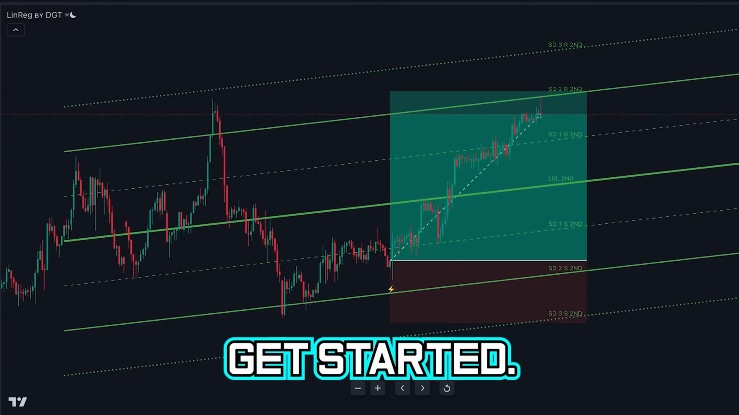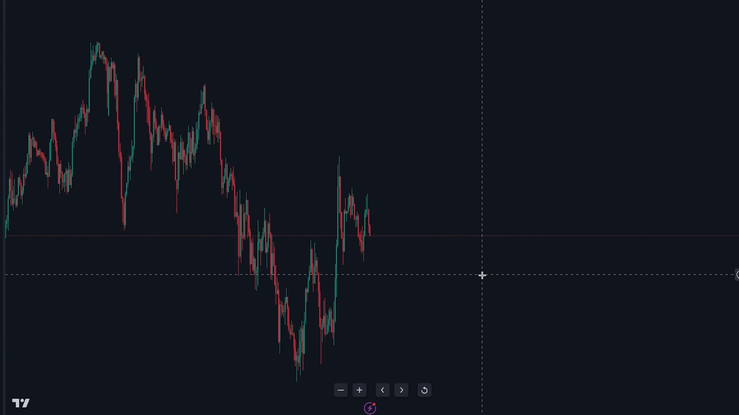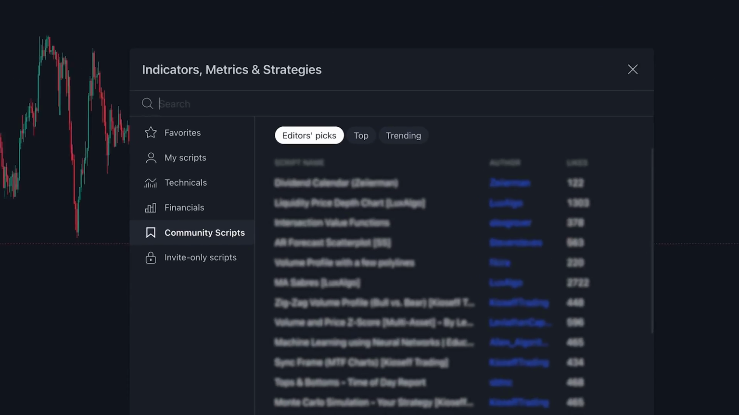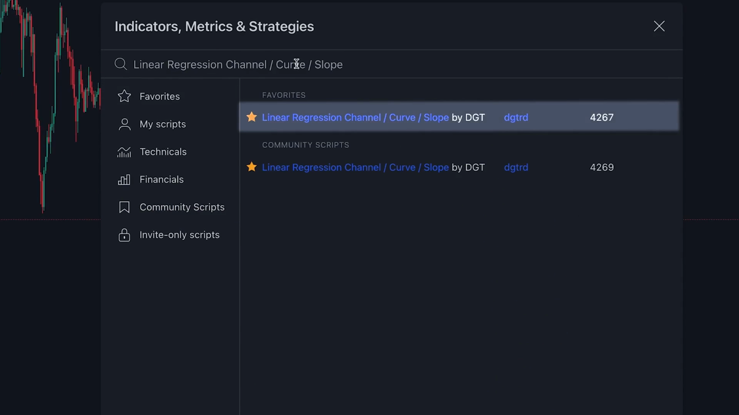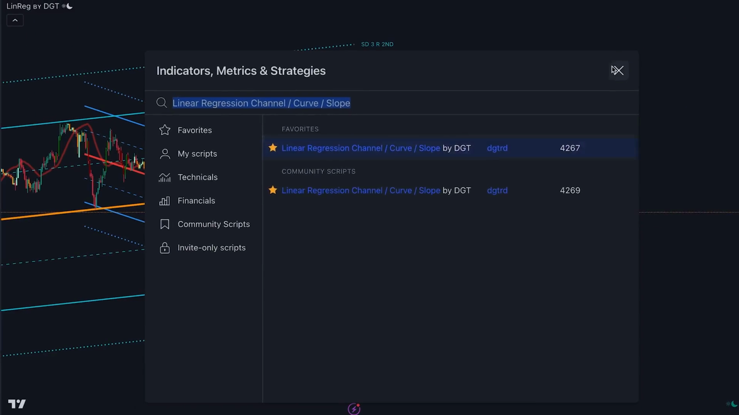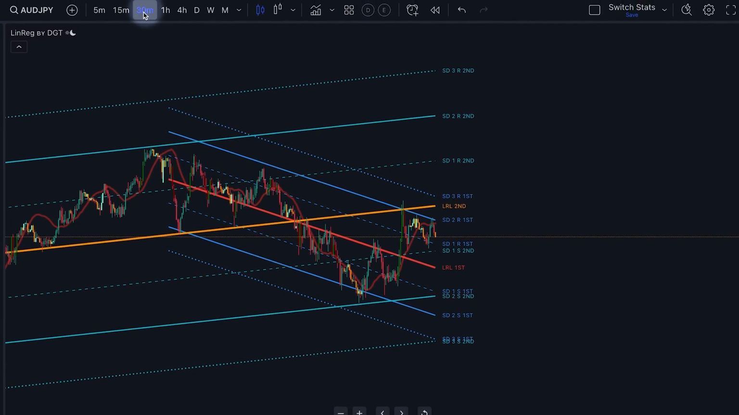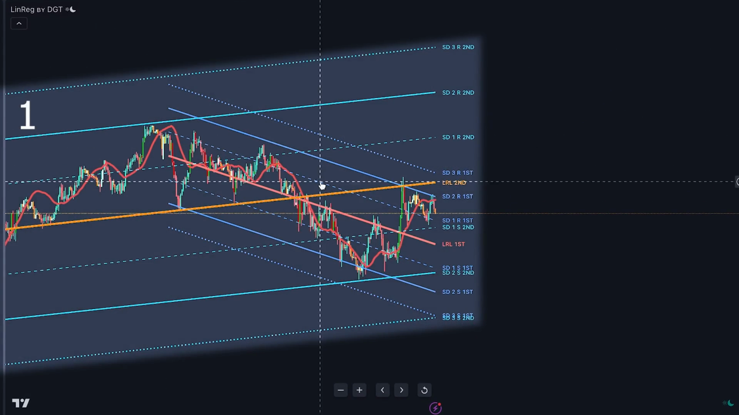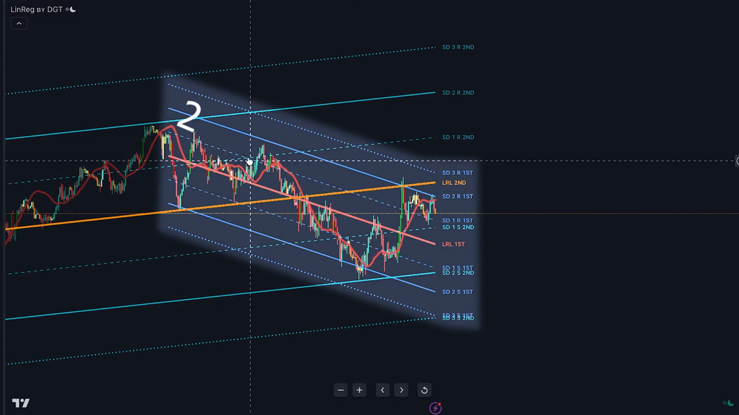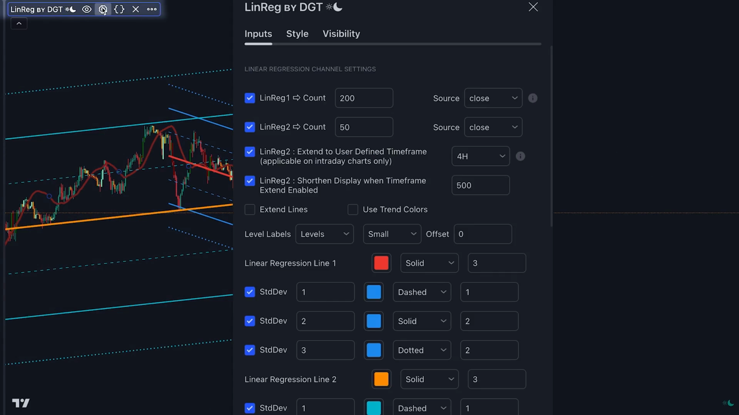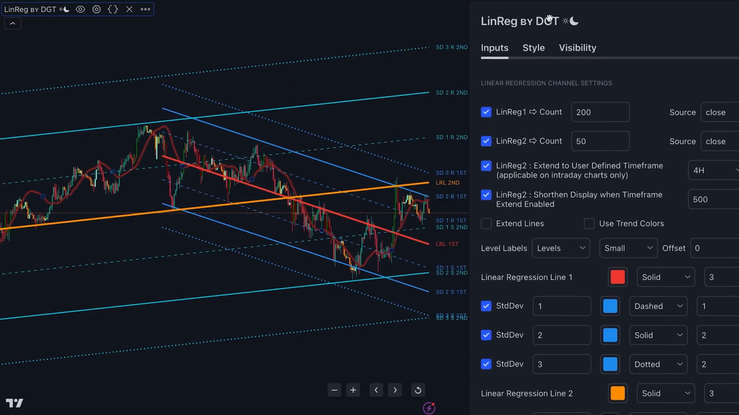So let's get started. Let's first add the indicator to our chart. Click on the Indicators tab and search Linear Regression Channel, Curve, Slope. Click on this one by this user to add it to your chart. Ensure you are on a 30-minute time frame or lower. Once added, you'll notice the indicator immediately draws 2 channels for you. Let's quickly go into the settings by clicking this gear icon to adjust a few options.